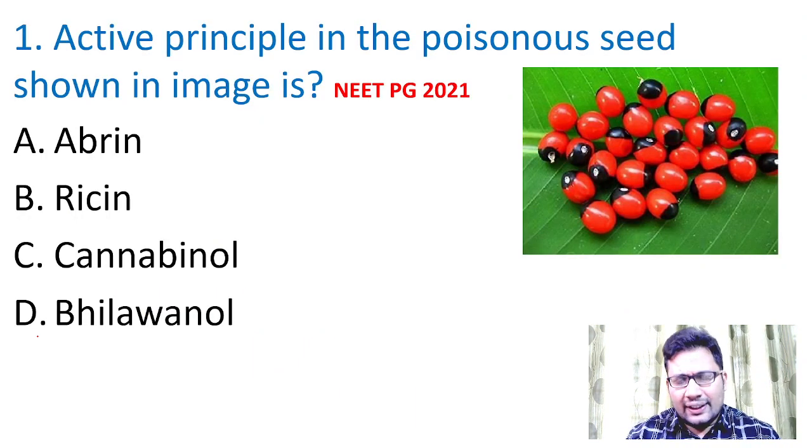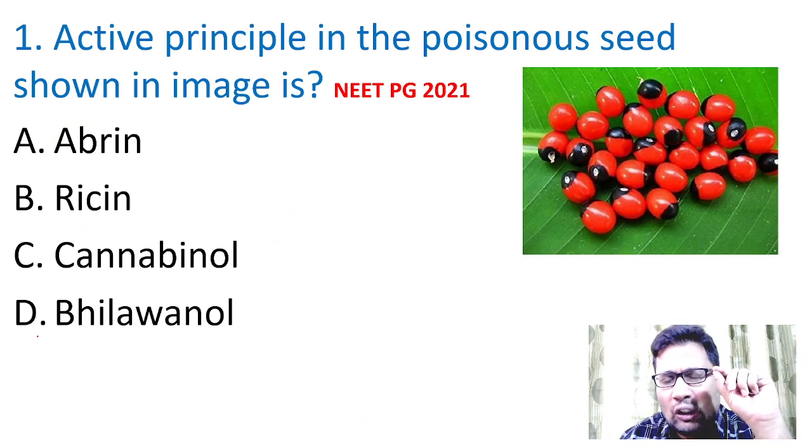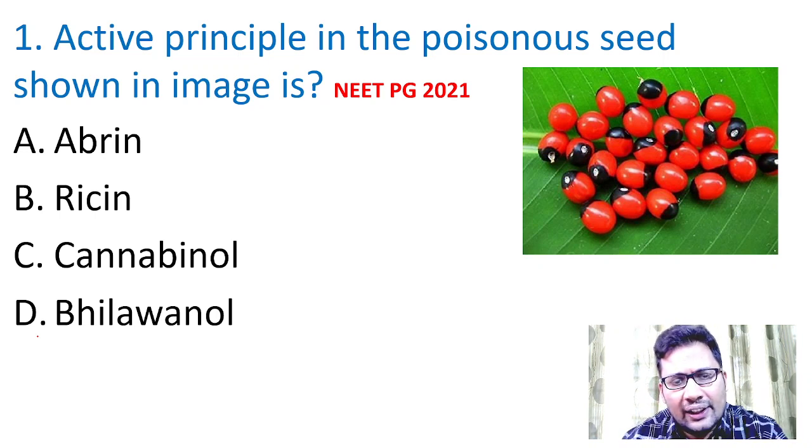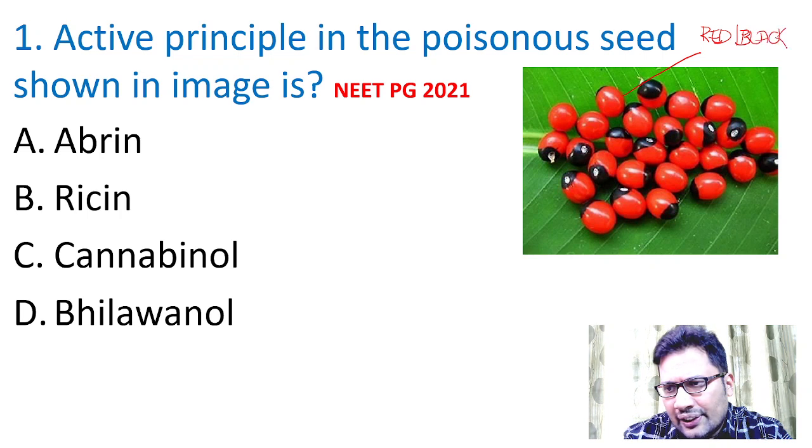Yes, this is one very commonly asked question in your entrance examination. Active principle in the poisonous seed shown in the image. Options are Abrin, ricin, cannabinol, bilavenol. The picture here, you can see the red and black color seeds.